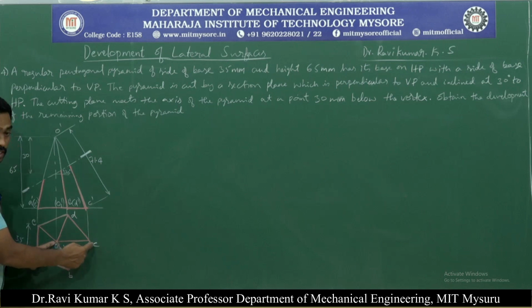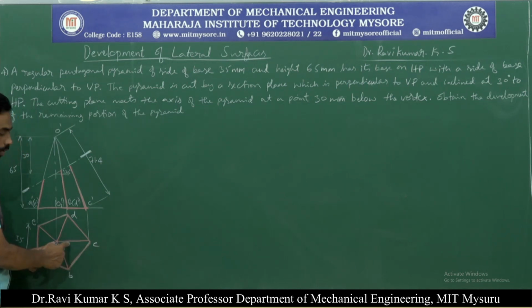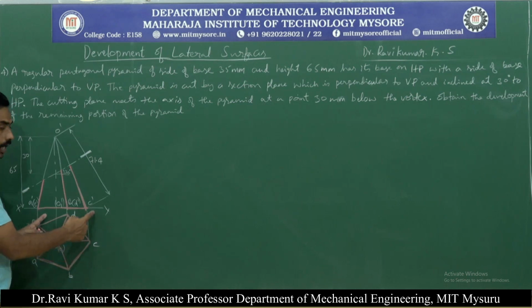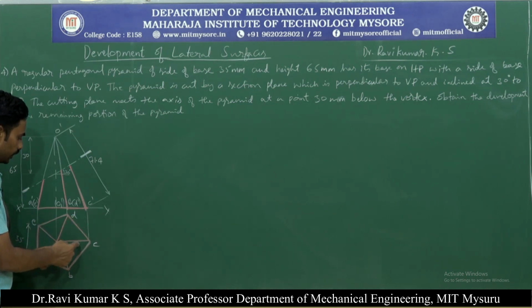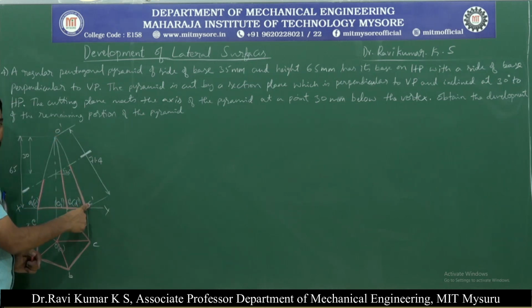So OC, just have a look at the edge OC. The OC is appearing parallel to the xy line. So this is the xy line. OC is appearing parallel to the xy line. Therefore, you will get the true length of OC in the other view. Therefore, O dash C dash is the true length.